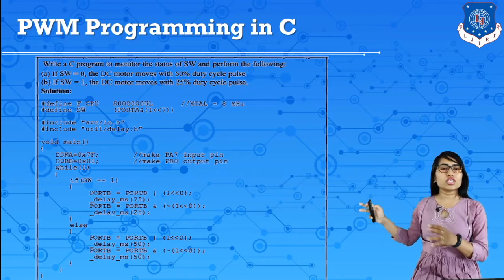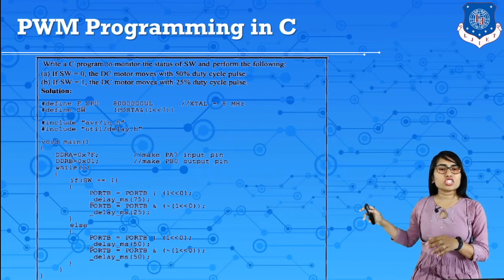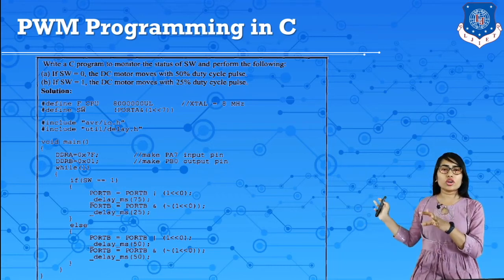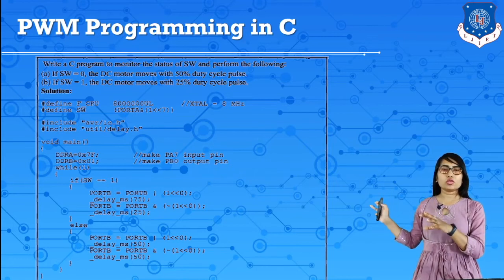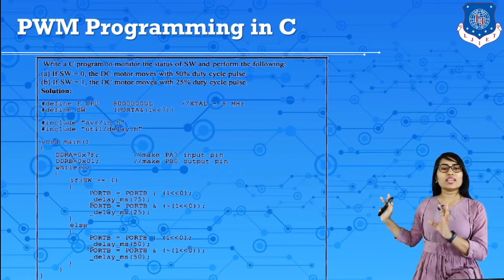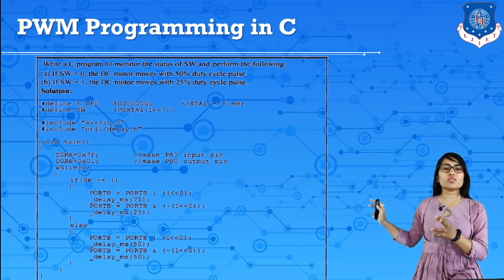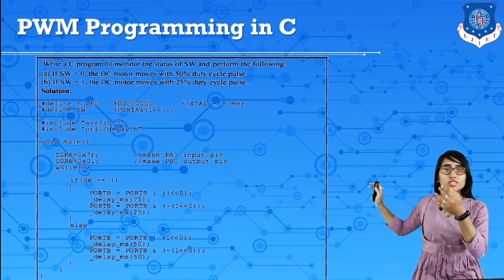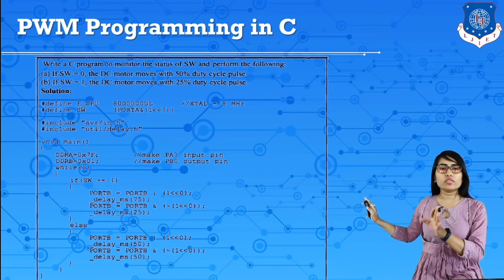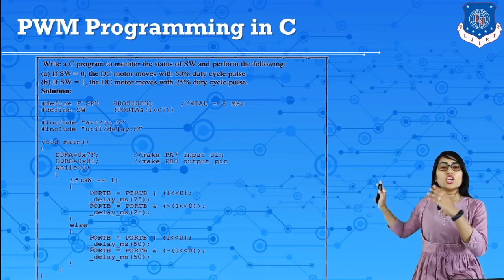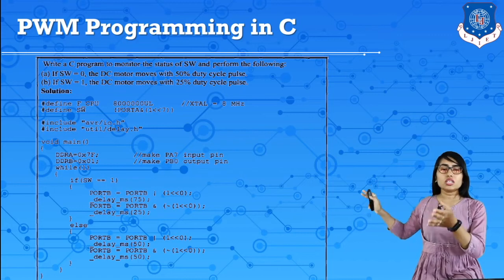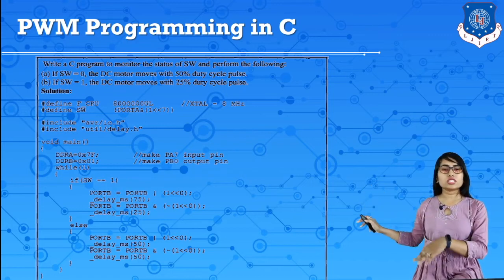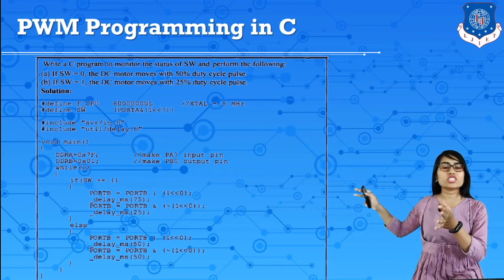Here, if the switch is equal to 1, then PORTB is shifted like this, with a delay of 75 microseconds, because we want 75% of the time. We need a 50% duty cycle and a 25% duty cycle. So for 50% we want 50, and for 25% we want 75 and 25, right? When the switch is equal to 1, we want a 25% duty cycle. That means 25 parts it will be 1 and the other 75 parts it will be 0. So this is how we generate the delay.